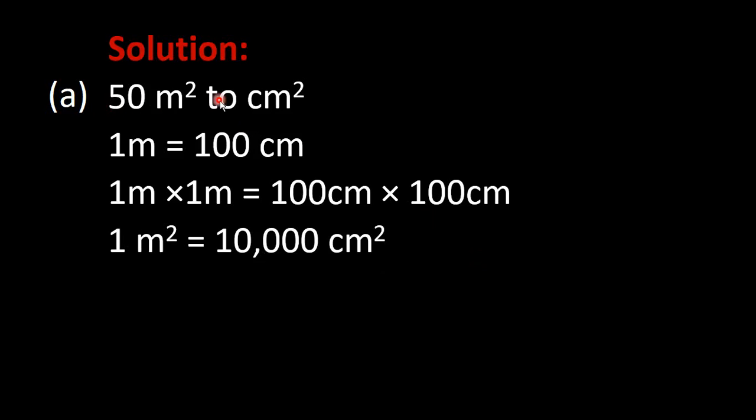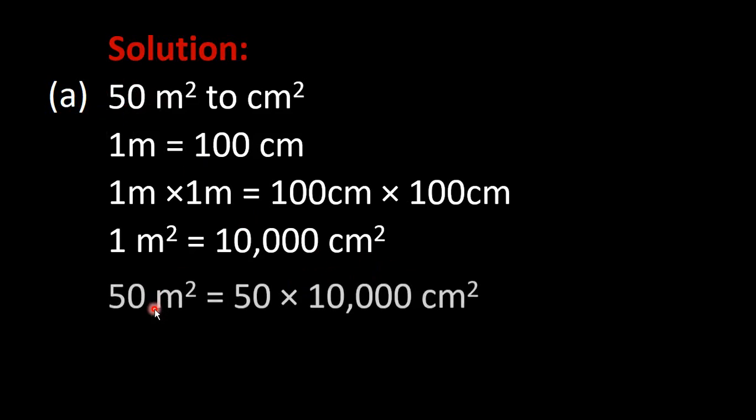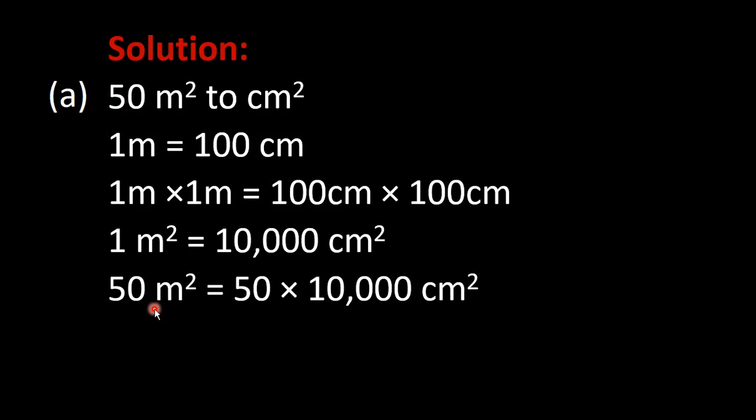Now, we have 50 meters squared. If 1 meter squared is equal to 10,000 centimeters squared, what about 50 meters squared? If 1 is equivalent to 10,000, what about 50? So it means that we shall multiply by 50. So 50 meters squared is going to be 50 times 10,000 centimeters squared, which will give us 500,000 centimeters squared.